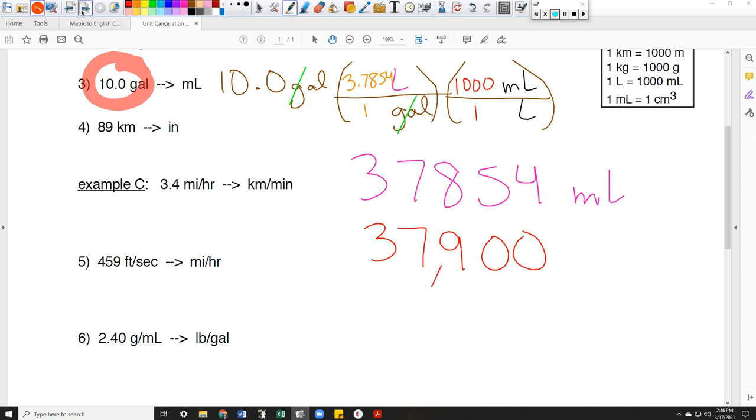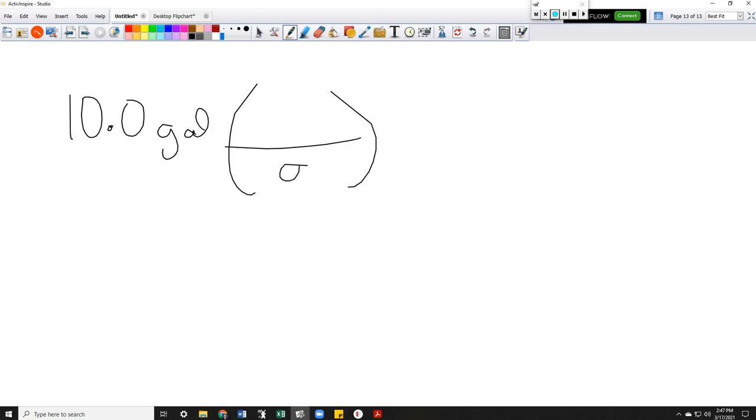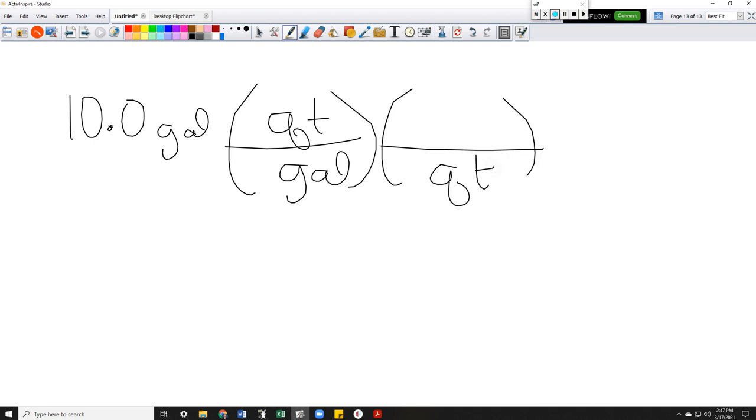I'm going to come back to this. So what he did is, I'm not going to plug any numbers in, he went from 10.0 liters, excuse me, that was gallons, right? Okay? He went from gallons to quarts, quarts to liters, and then liters to milliliters. Could you do it that way?